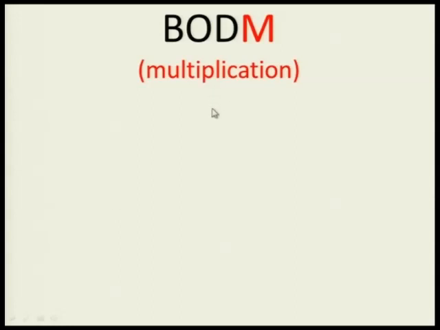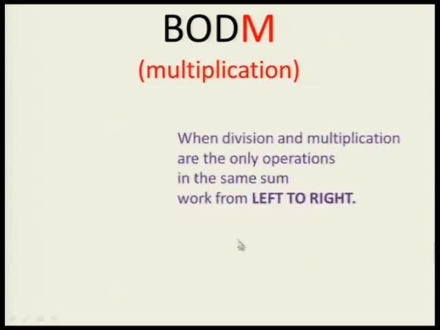With BODMAS, after the division, we get multiplication. Now, when there is division and multiplication, and they're the only operations in the same sum, we work from left to right. Now I'm going to show you two examples to illustrate this. Example 6 says 10 divided by 5 times 3.